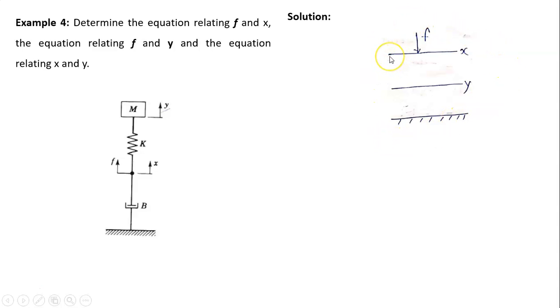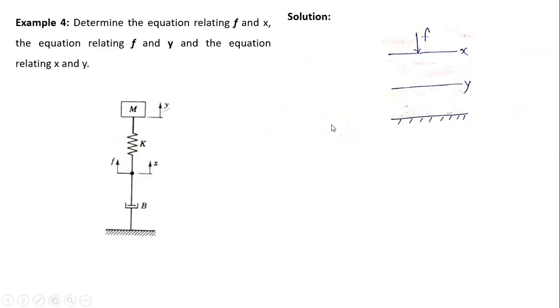Draw three lines: 1, 2 and 3. Indicate the first line as the X coordinate, the second line as the Y coordinate and the third line as the ground. You have to show the ground sign. And force F, you have to show it is acting at the X coordinate, as in the original figure. Therefore, what is the second step?